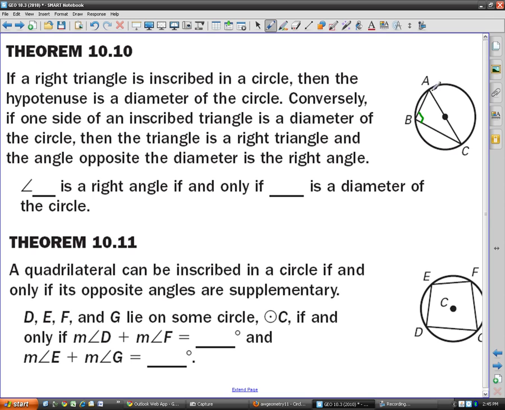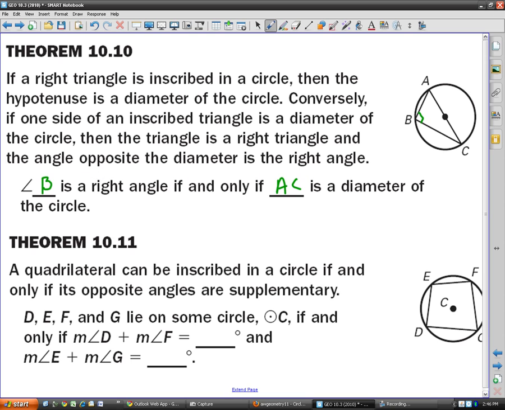Then we can also say that if one side of the inscribed triangle is the diameter of the circle, then you have a right triangle. So it works both directions. And the angle opposite the diameter will always be the right angle. So the diameter is the one that goes through the center, so B is the right angle. So angle B is a right angle if and only if AC is the diameter of the circle. And that's really what this theorem's saying.